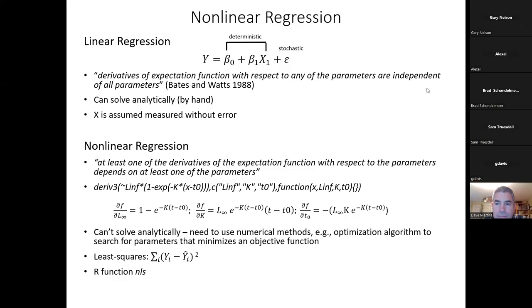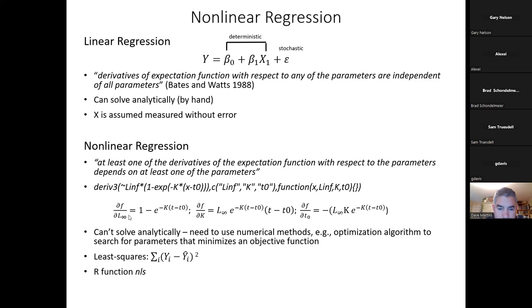Whereas in nonlinear models, and here's Bates and Watts definition, at least one of the derivatives of the expectation function with respect to the parameters depends on at least one of the parameters. So if you have any questions about whether an equation you have is a nonlinear model, you can use this function in R called deriv3, where you can input your equation, give it the parameters you want to get the derivatives for, and run this, and from the information that spits out, you can find the derivatives for each of those parameters.